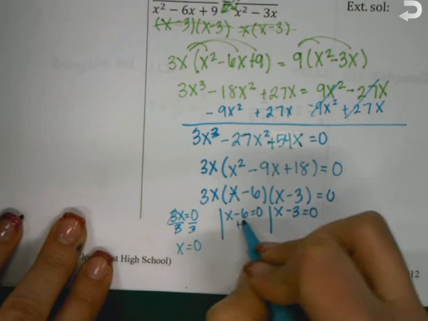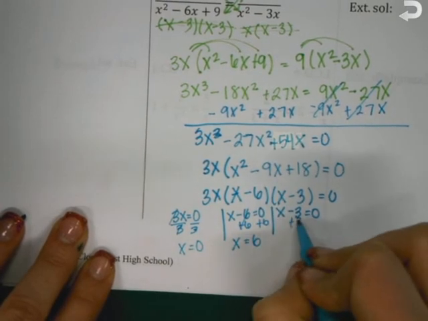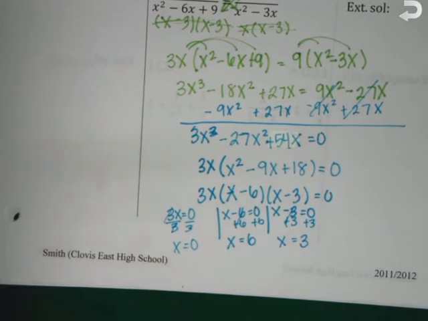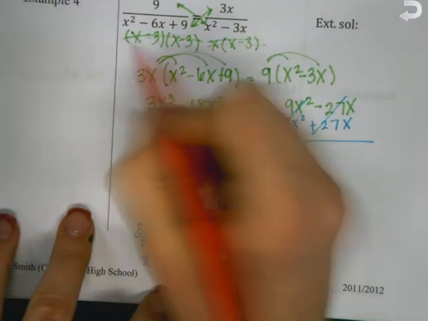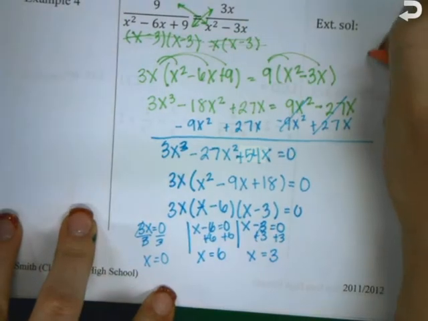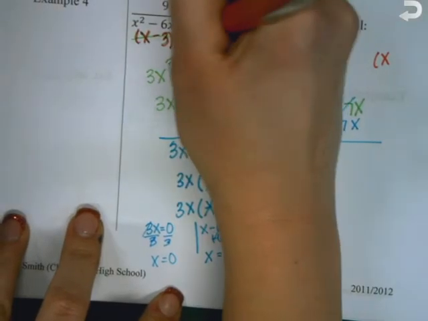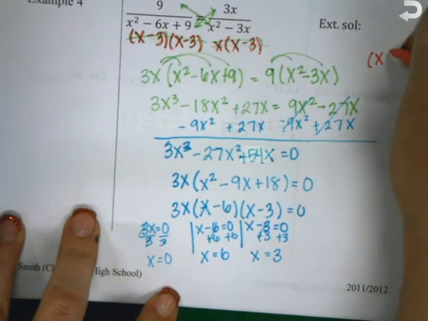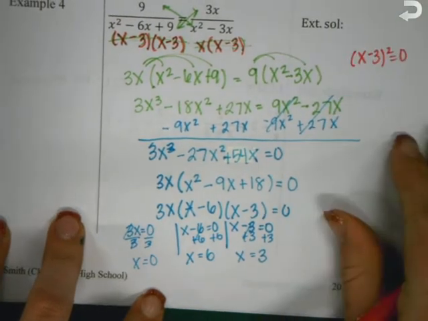Okay. Now let's check for our extraneous solutions here. The reason why it is helpful for us to have factored it is that now we can factor this when we set them all equal to 0. So we would have x minus 3 squared equals 0. Square root, x minus 3 equals 0. So x equals 3. So we have x cannot equal 3.